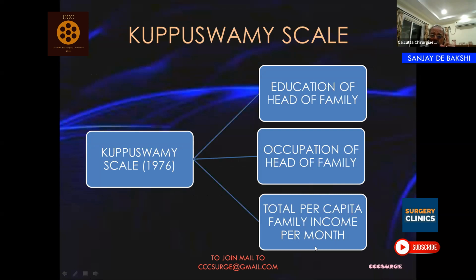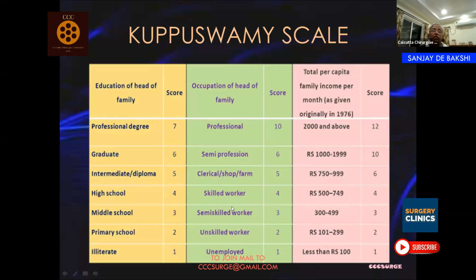It's not one person's income. It's the income of the whole family. So you score them: profession degree 7, graduate 6, intermediate 5, high school 4, middle school 3, primary school 2, illiterate 1. Professional 10, semi-profession 6, clerical, shop and farm 5, skilled workers 4, semi-skilled worker 3, unskilled worker 2, unemployed 1.